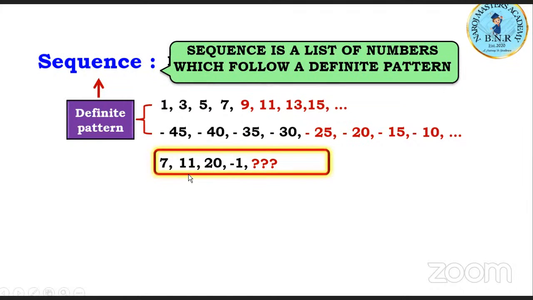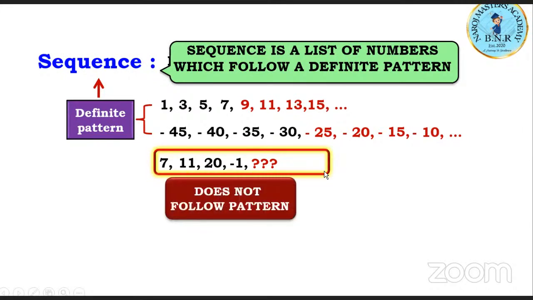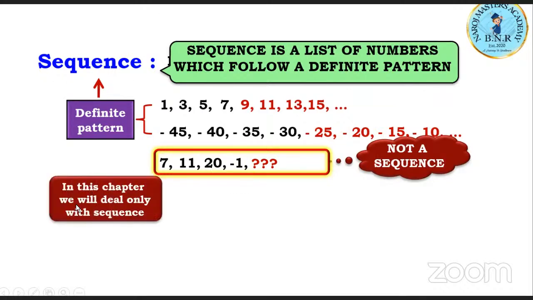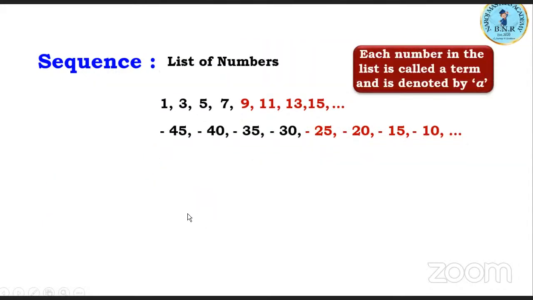Now, what about the third one? It is not following a definite pattern, so it does not follow a pattern. It's not a sequence. Which follows the pattern, we call it a sequence. Which does not follow the pattern, we call it not a sequence. So in this chapter, we will deal only with sequences. What is the name of the chapter? Arithmetic progression.